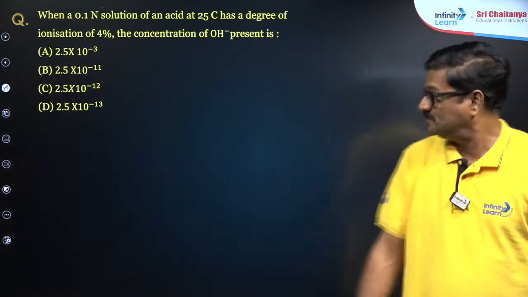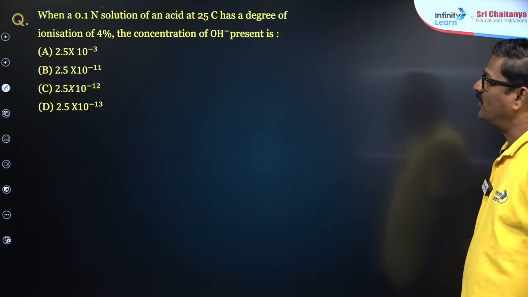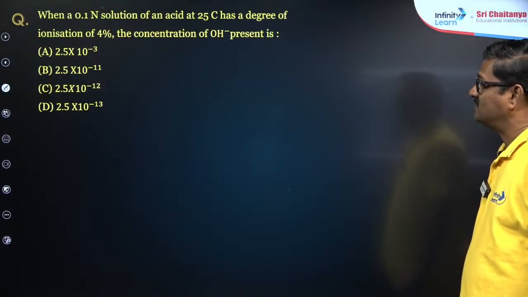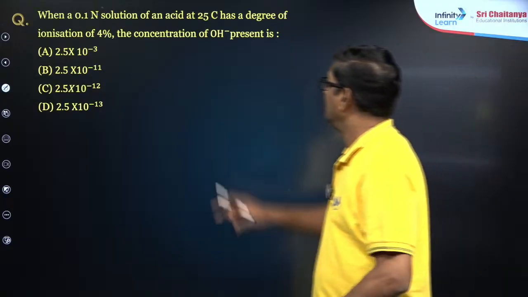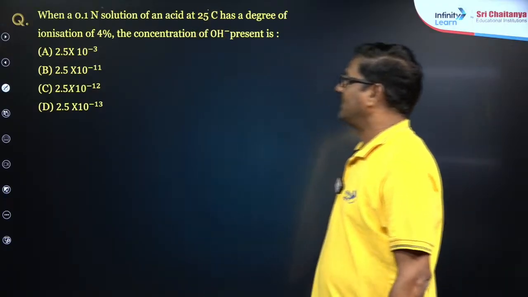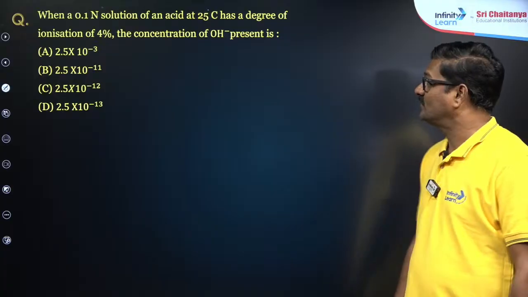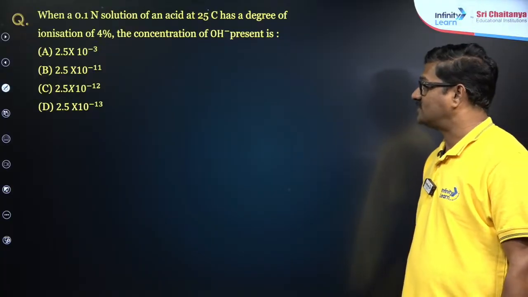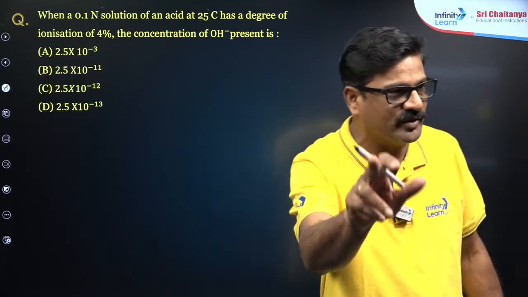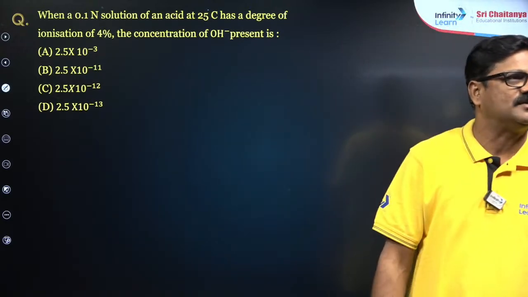Now one more question. When 0.1 normal solution of an acid at 25 degrees centigrade has a degree of ionization of 4%, the concentration of OH minus is, use the same way you can do it. Use the same way and you can do it.